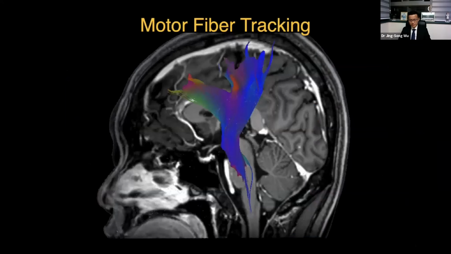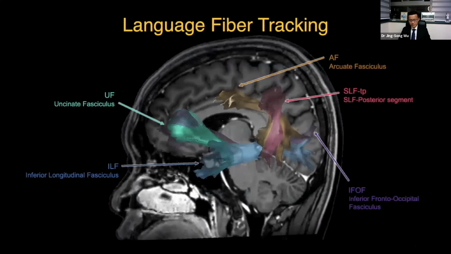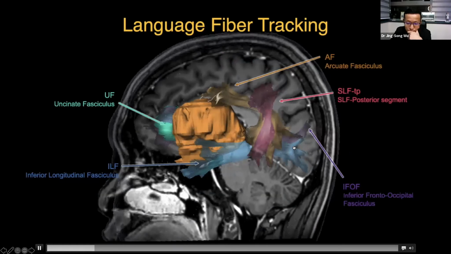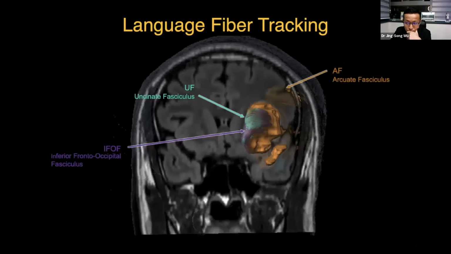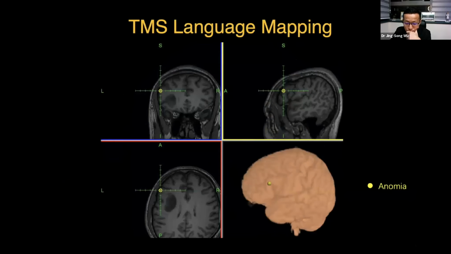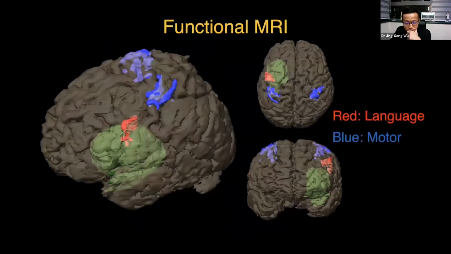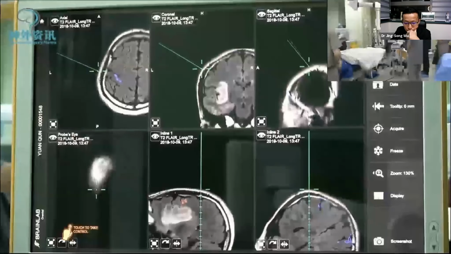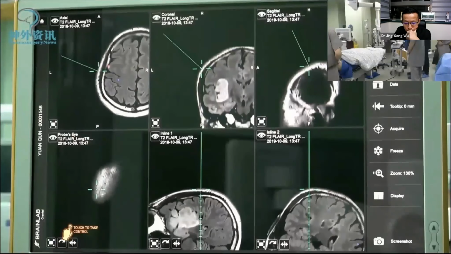Diffusion tensor imaging tractography was used to perform motor and language fiber tracking, revealing various eloquent subcortical fibers adjacent to the lesion. Functional MR revealed motor and language activation cortex. These processed data were crucial for pre-surgical planning and were exported to the intraoperative navigation system.